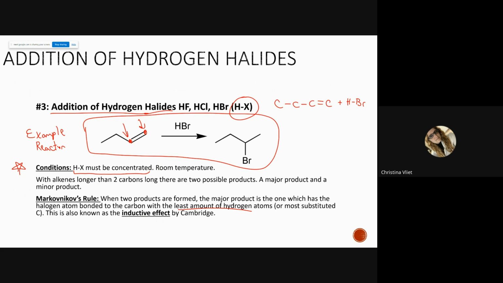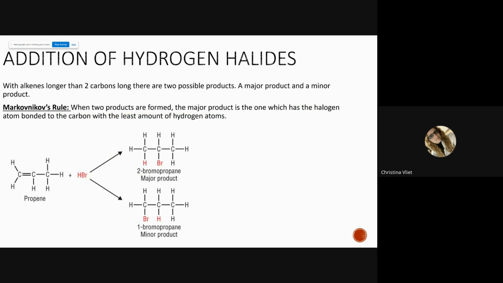All right, we're moving on. The next thing I want to explain a little bit more is called Markovnikov's rule. So what you're going to see here is just an expansion of what was brought up in the last slide. If you have a situation where your alkene is more than 2 carbons, this means that when you add 2 different atoms, there's a possibility to get 2 different products.